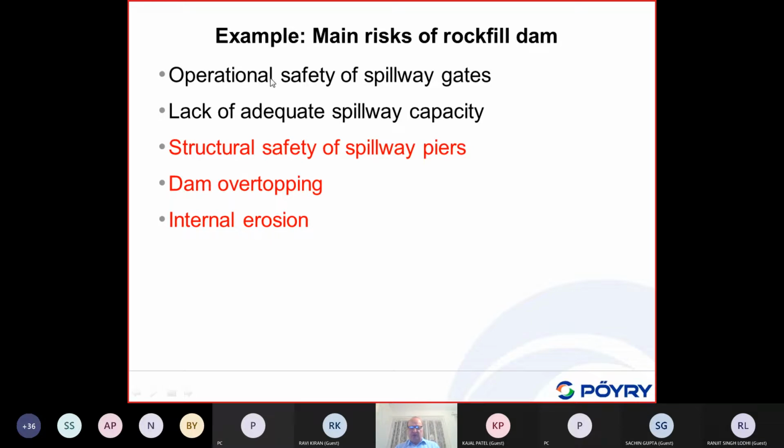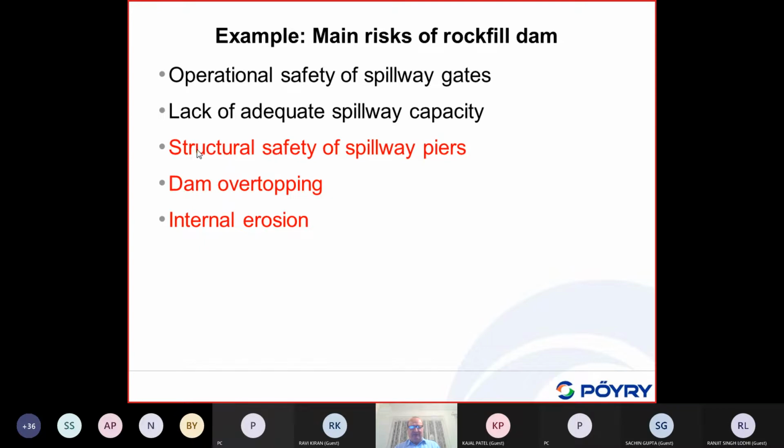For this dam, consisting of a concrete structure and embankment dams, one risk comes from the operation of the spillway gates. These are a special type of spillway gates, used in the time of the Russian concept, I would say, and also in China for some time. First is the operational safety. Second is the lack of adequate spillway capacity. That means design criteria and safety criteria have changed since the construction of these projects in the 1970s.